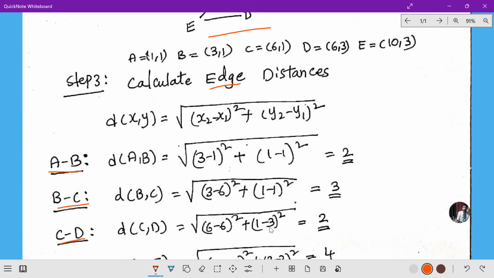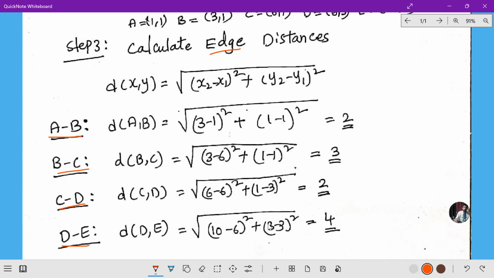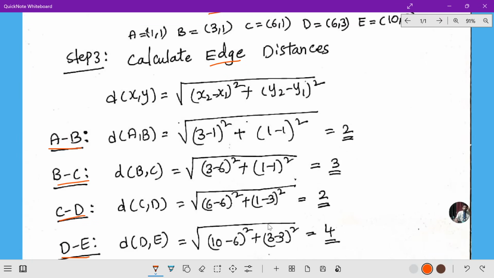So you observe where we need to find out the edge distance. So when we find out the edge distance, what is the answer here? You see in this d of x comma y is equal to square root of (x2 minus x1) whole square plus (y2 minus y1) whole square. So what is going to happen? The x2 minus x1: 3 minus 1, and 1 minus 1, because this is x1 y1, this is x2 y2. So the answer is 2.